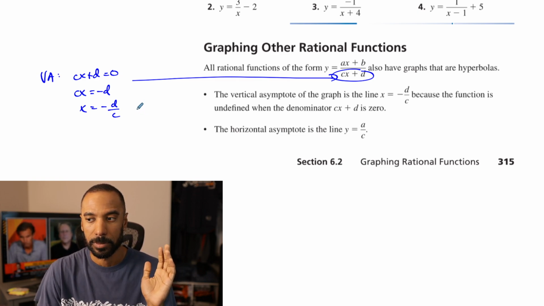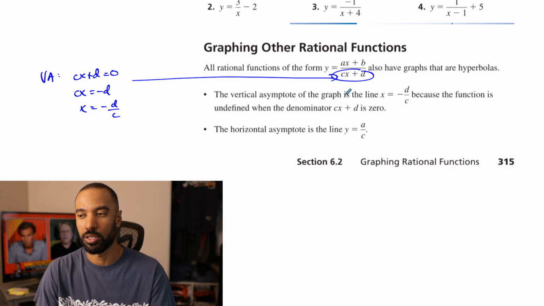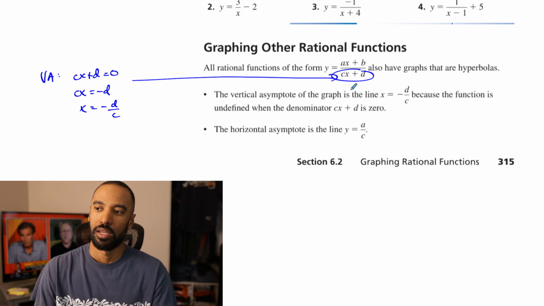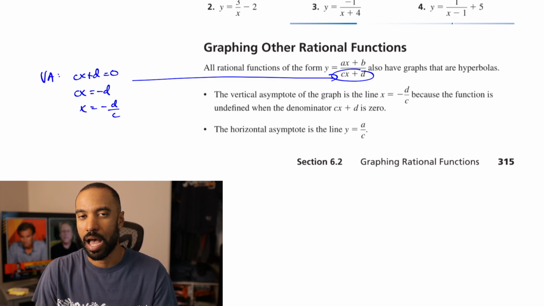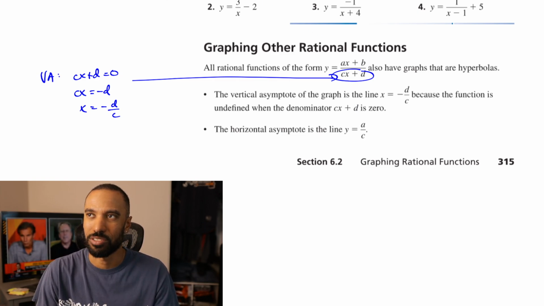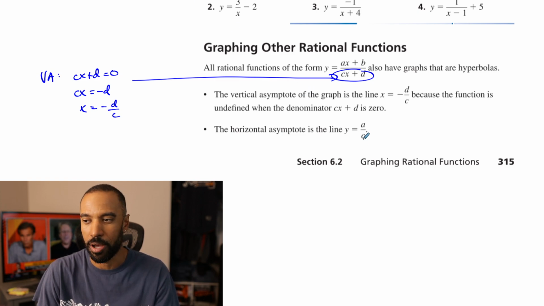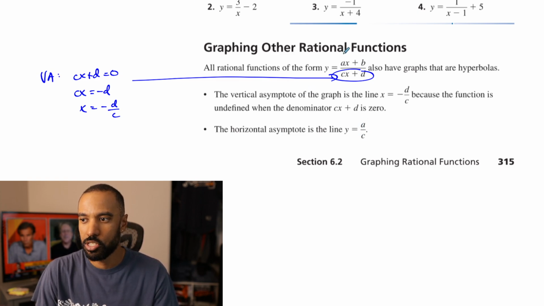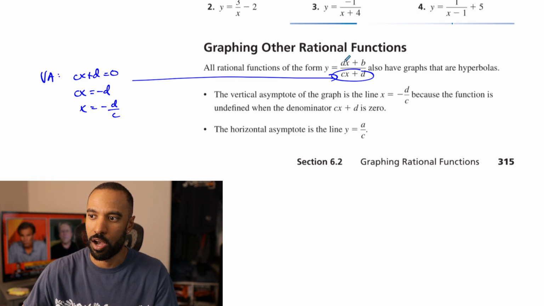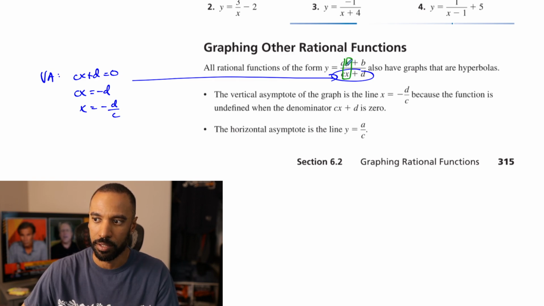Okay. The horizontal asymptote's a little bit trickier to talk about, but it's at y equals a over c. Now this, I'm not going to get really deep into it, but this has to do with a couple things. First of all, these x's being the same degree.